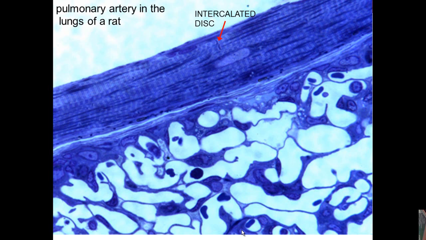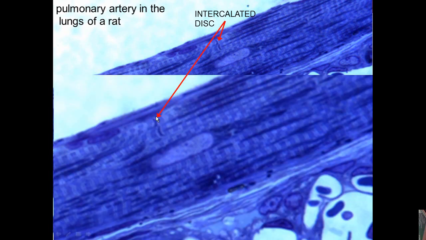And here we see a pulmonary artery in the lungs of a rat. And here we see an intercalated disc associated with cardiac muscle. So the cardiac muscle extends from the heart down into the lungs in some of the arteries. Here's a nucleus. Here we can see again, this is the intercalated disc. This is the nucleus of a cell, and then these are mitochondria. Big whopping mitochondria that we see in cardiac muscle.